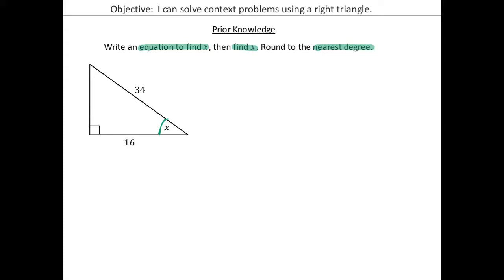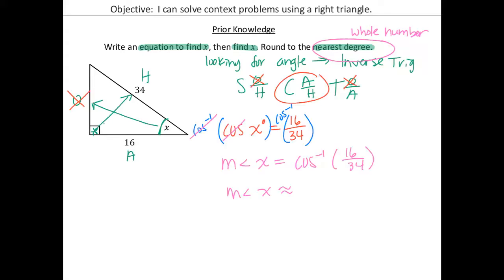And so because we're looking for an angle, that means we're going to use our inverse trig. We're going to have to do second sine, second cosine, second tangent, okay? All right, so I'm going to have you guys go ahead and try this one, see if you can figure out the angle x. Okay, so again, second cosine on your calculator gets you the inverse. And then 16 divided by 34, close the parenthesis and press equals.